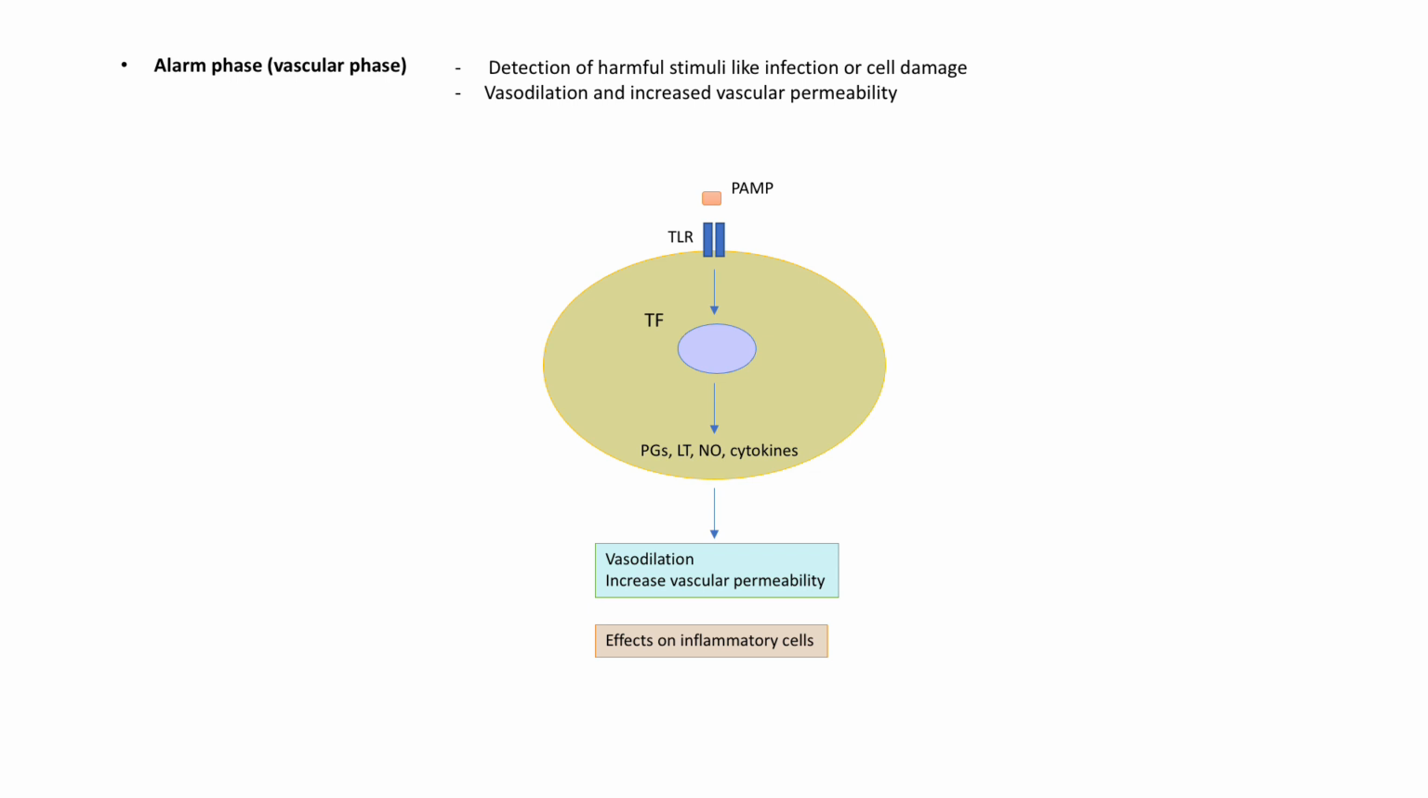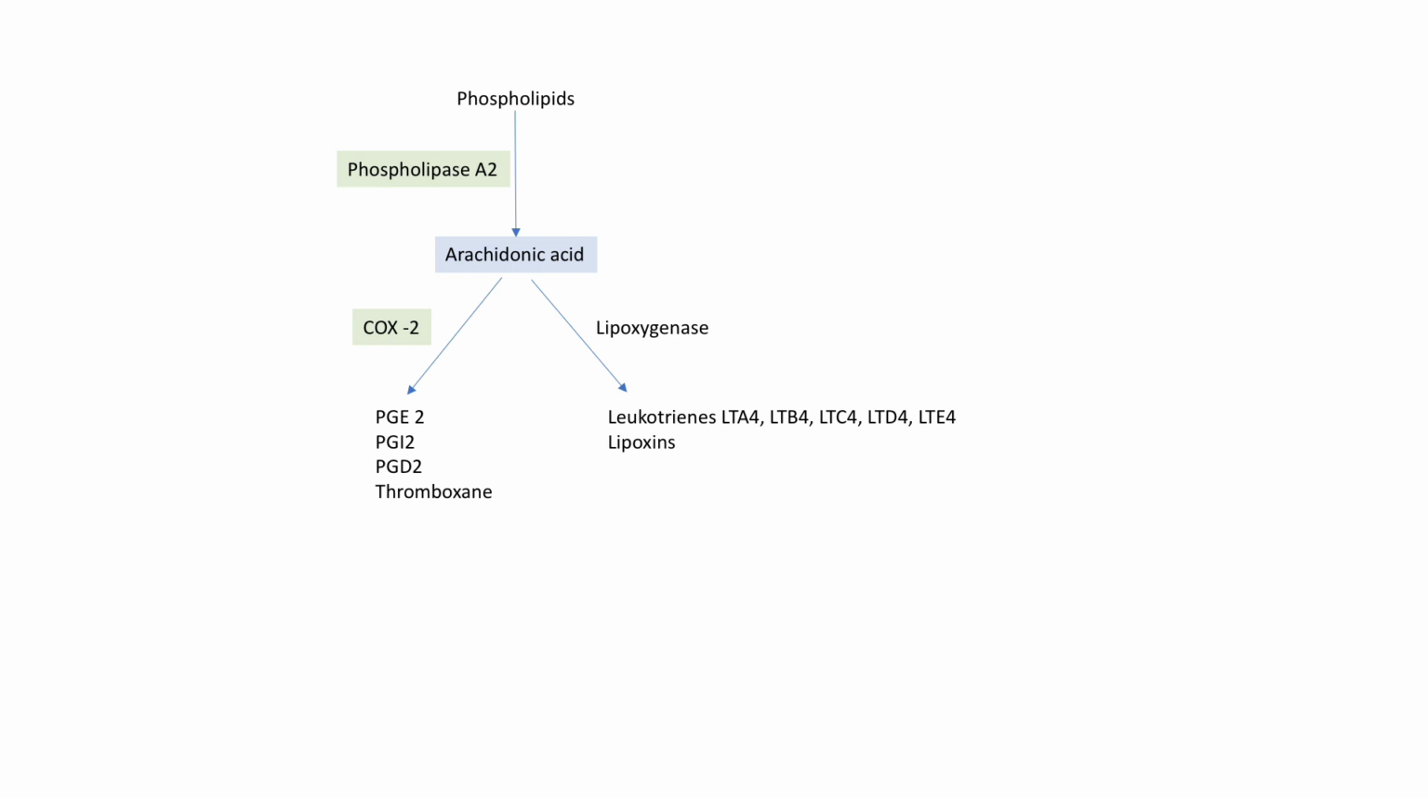Histamine is also a mediator of the alarm phase. However, histamine is present preformed. Now let's see how some of these mediators are produced and how glucocorticoids affect their production. Signals and mediators that start inflammation result in activation of the phospholipase A2 enzyme. And this enzyme then breaks down membrane phospholipids and results in production of arachidonic acid.